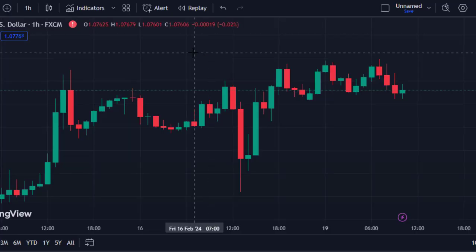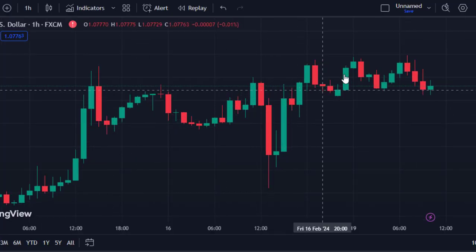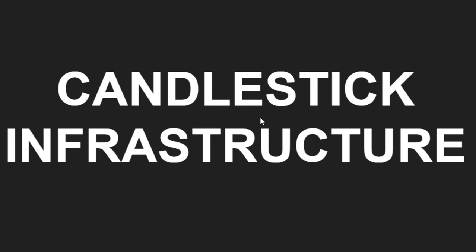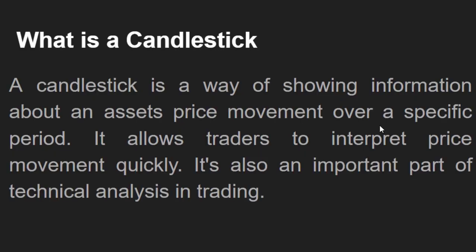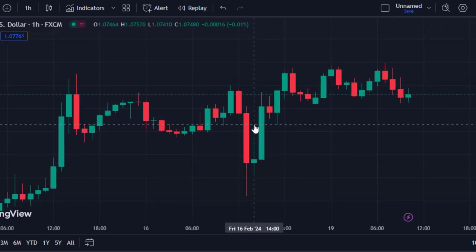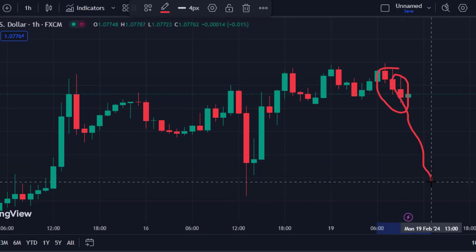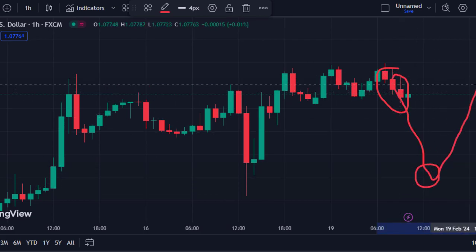So right here on the Euro USD chart, you see these candlesticks are printed on the chart, and we have a combination of bullish candles and bearish candles. So we're going to learn the infrastructure of a candle, any candle at all in the market. A candlestick, like I said in my previous video, is a way of showing information about an asset's price movement over a specific period. It is one of the tools we use in technical analysis to know whether price is going to come back to the downside from this very area, or move back to the upside from this very point.